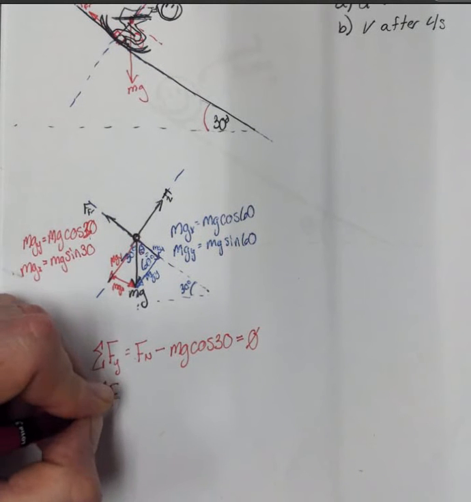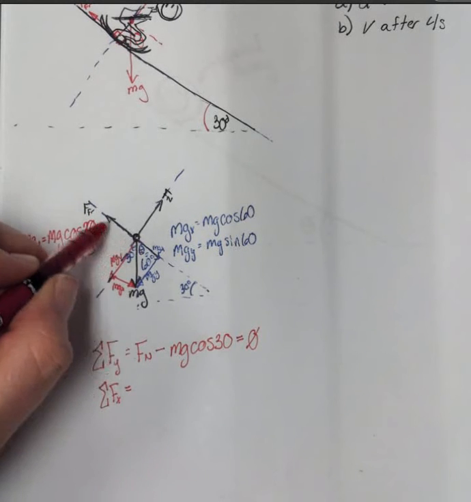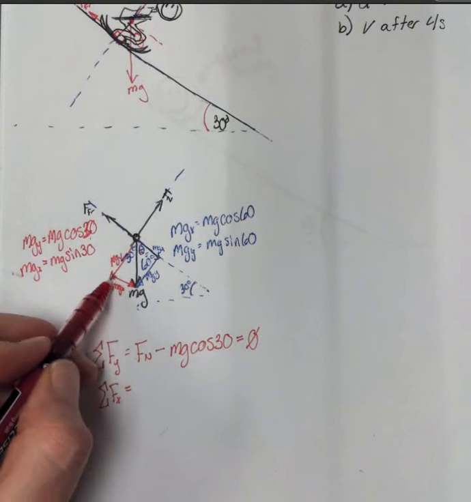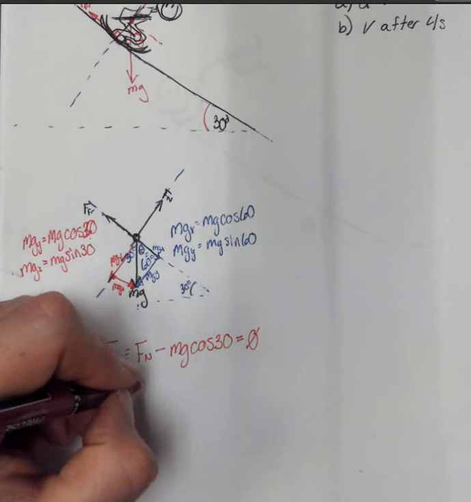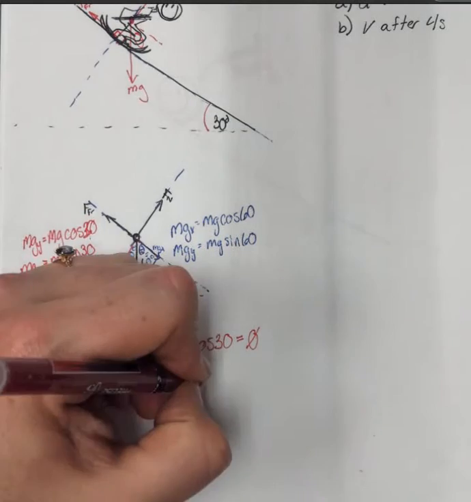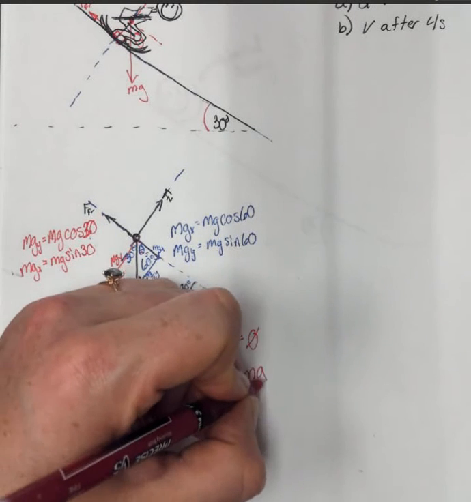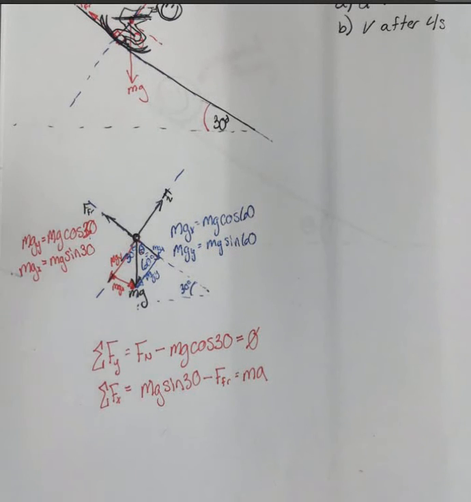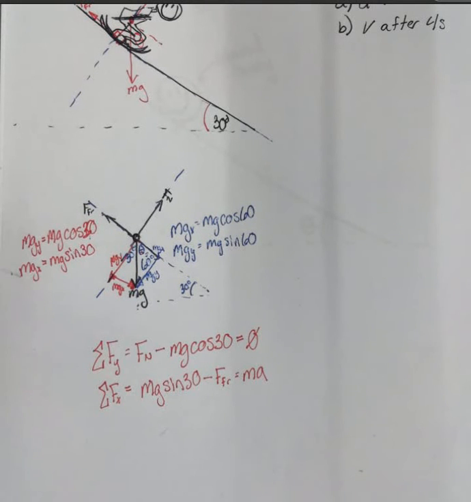And the sum of the forces in the x direction is going to be equal to the frictional force in the opposite direction, and your positive force is coming from the x component of gravity. So we've got mg sine of 30 minus the force of friction, and that will equal the mass times the acceleration. And that's our declaration statement, that the acceleration in the y direction is 0, or uniform motion, and the acceleration in the x direction is going to be equal to mass times acceleration. So here we can take a look at a few things.